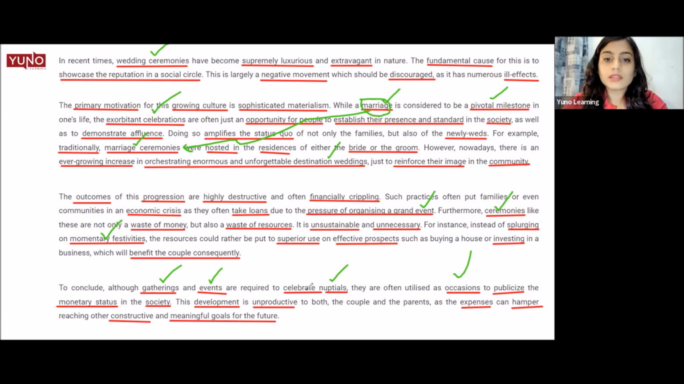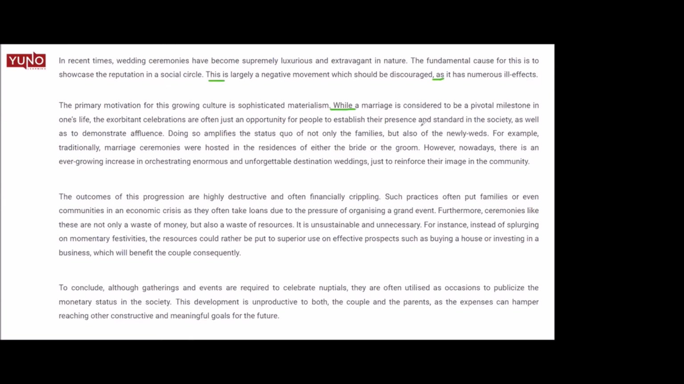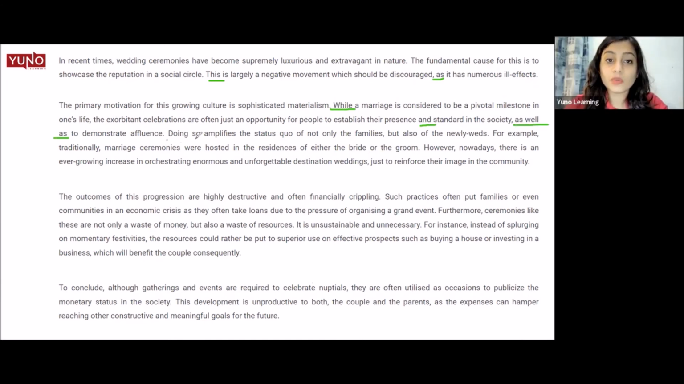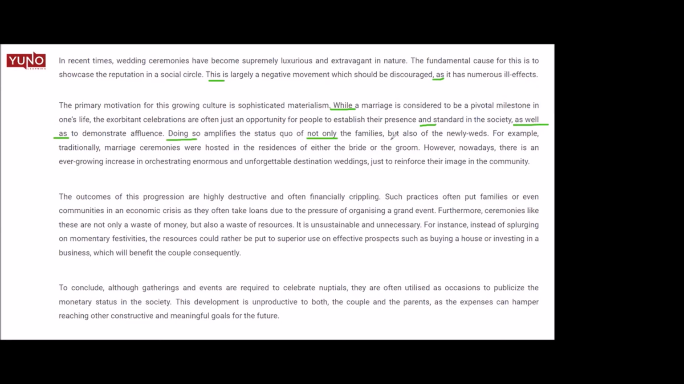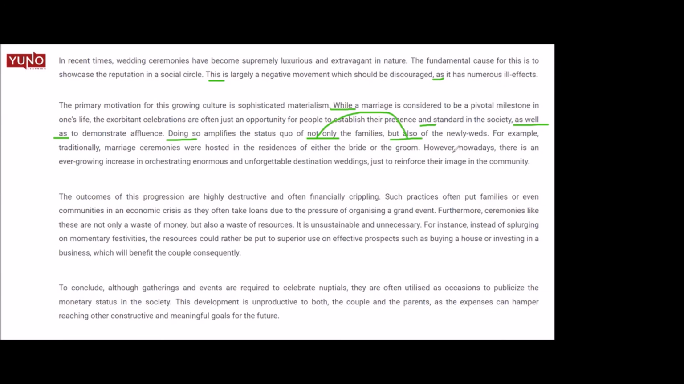All right. Now, let's quickly go through the linking words, which are very important. So let's see if I can highlight some. This is largely, as, yes, while, yes, present, as well as, correct. Doing so, a rare linking word. Not only, but also. So this always goes in a pair. Then, let's see. However. However, yes, correct.